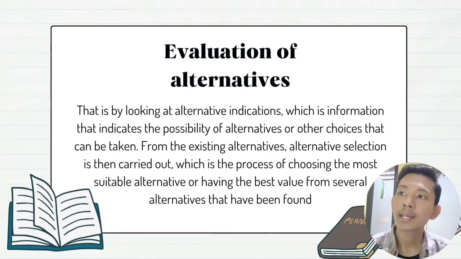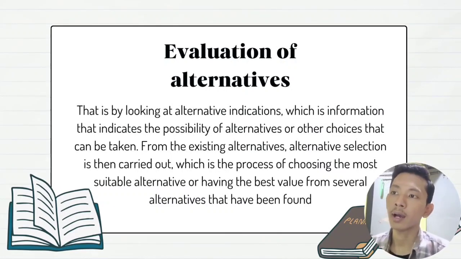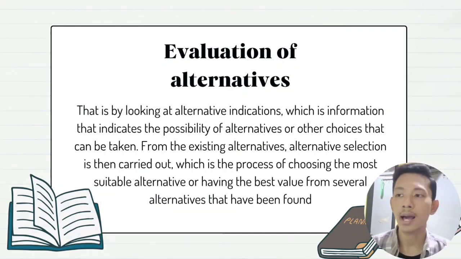And next is about evaluation of alternatives. That is by looking at alternative indications, which is information that indicates the possibility of alternatives or other choices that can be taken. From the existing alternatives, selection is then carried out, which is the process of choosing the most suitable alternative or having the best value from several alternatives that have been found.